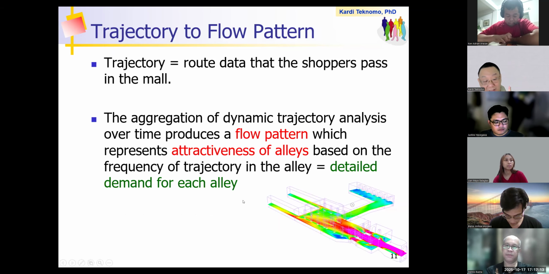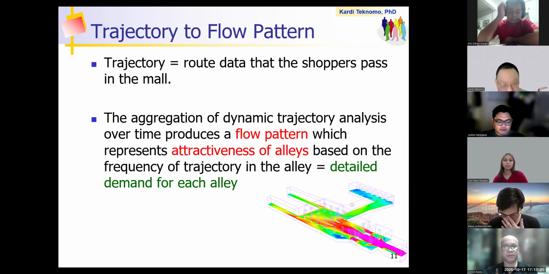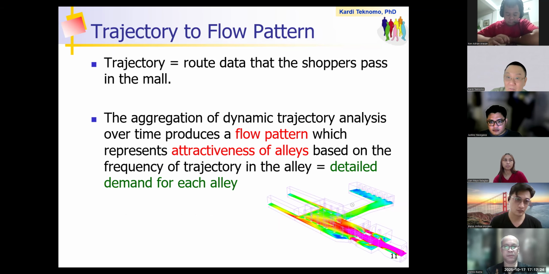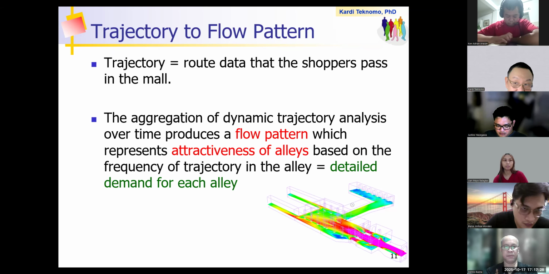So the keyword is trajectory. Trajectory means the route, the data of the path that the shopper or the pedestrian takes through the mall. Can I use this not just for the pedestrian but also for the car? Yes, of course. Now we have GPS, so you can simply connect the GPS of the people, then you can get all the same thing. But pedestrians are easier because you can follow them.